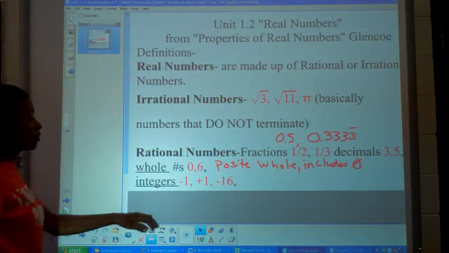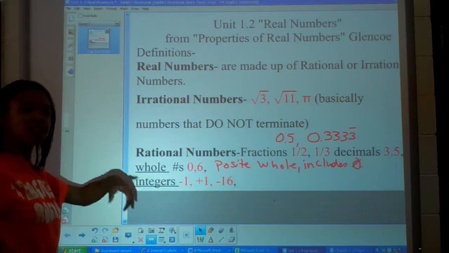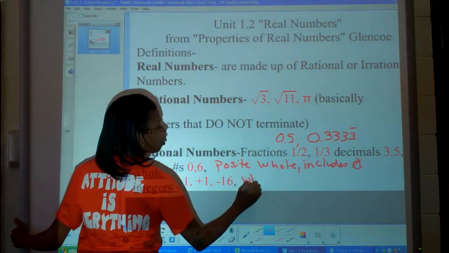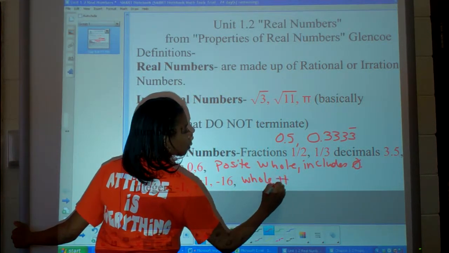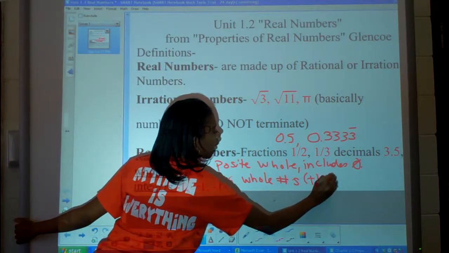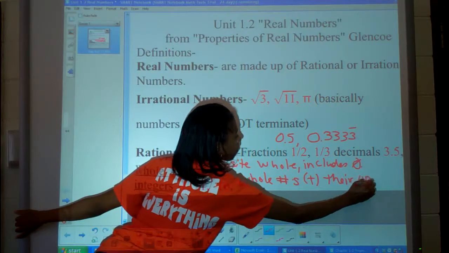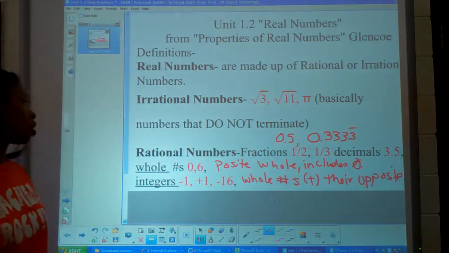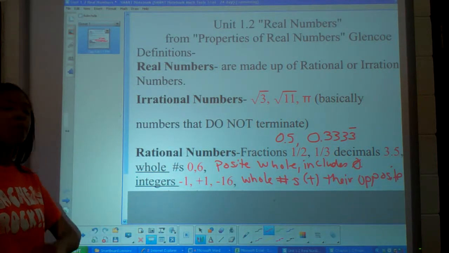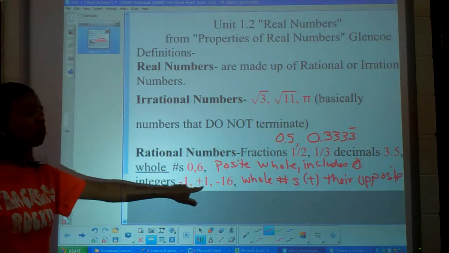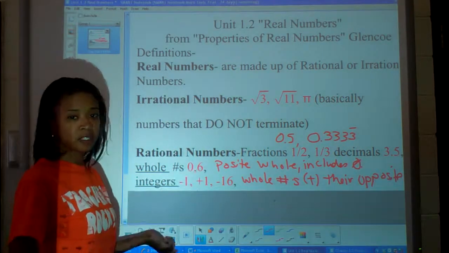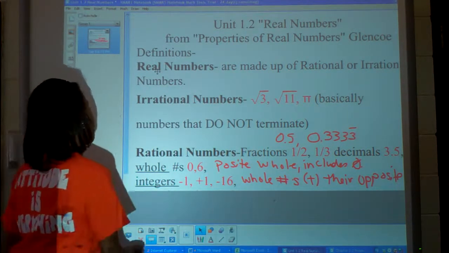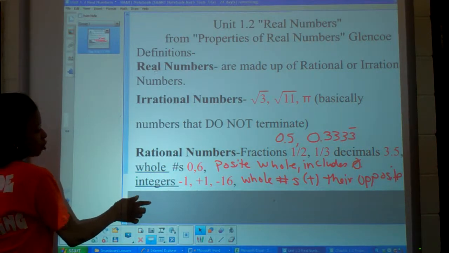Then you have integers. Integers are whole numbers plus their opposite. Again, integers are whole numbers, so whatever you have for whole numbers plus whatever the opposite is. You know, the opposite of -1 is positive 1. The opposite of -16 is positive 16. So integers are whatever whole number you have, plus it can also be its opposite. And integers are also rational numbers.